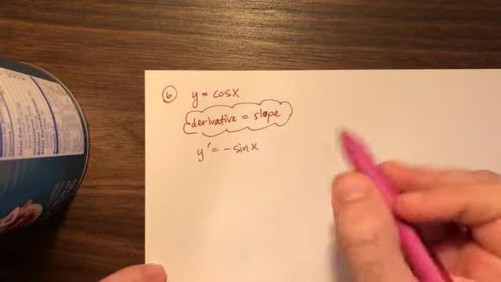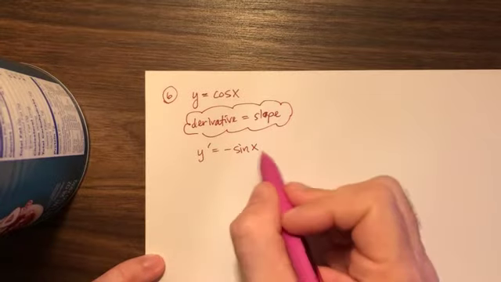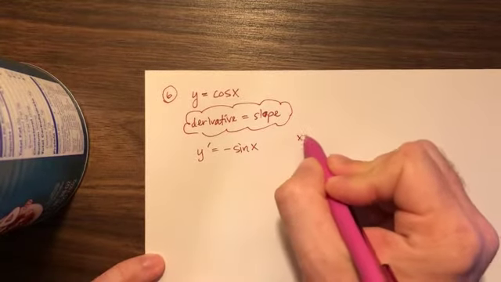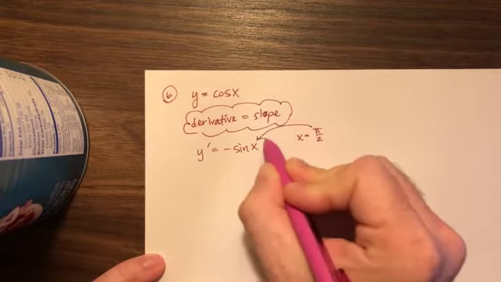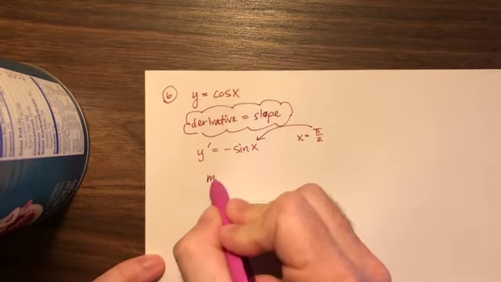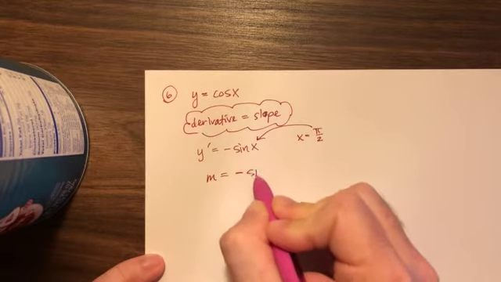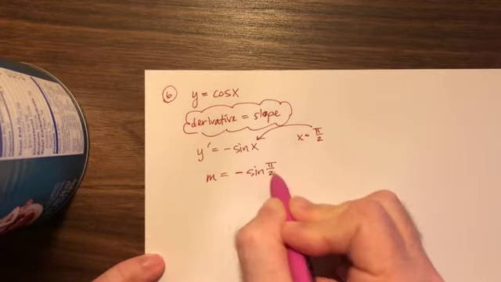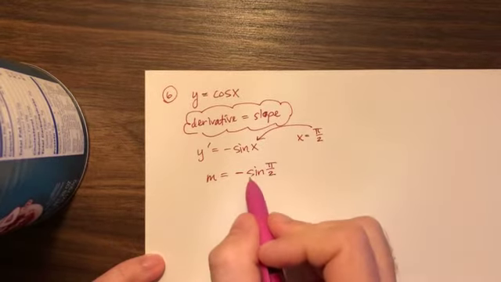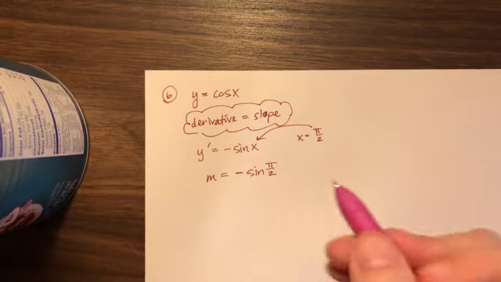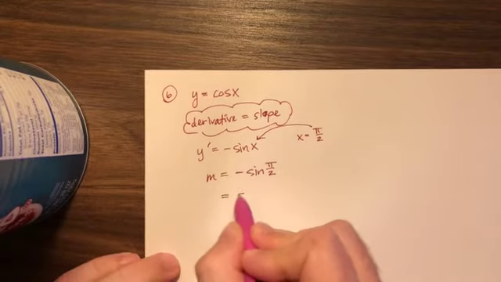Anyway, so here's the derivative, and they tell us that x is pi over 2. So basically, they want that plugged into the derivative. So that will give us slope. So negative sine of pi over 2. If you remember from trig, the sine of 90 degrees, same as pi over 2, is 1. So this becomes negative 1.